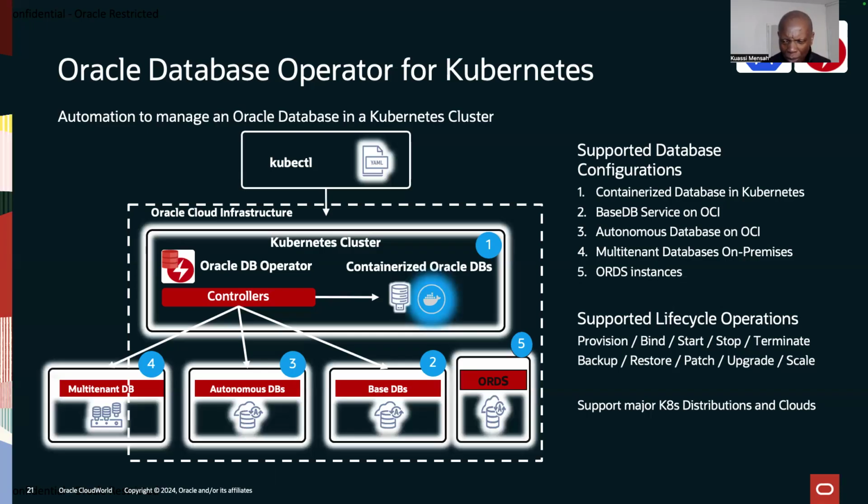Okay. So those are the features and architecture of the Kubernetes operator. And you have all those lifecycle operations: provisioning, binding to an existing physical object so that the operator knows about it, start, stop, terminate, backup, restore, etc.